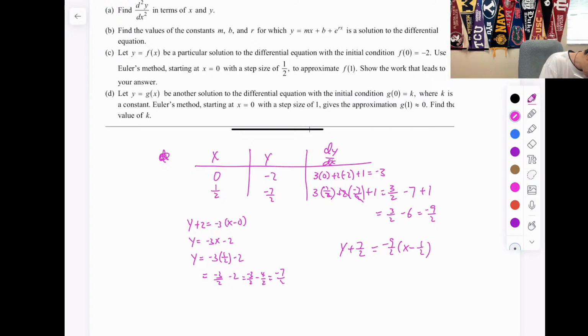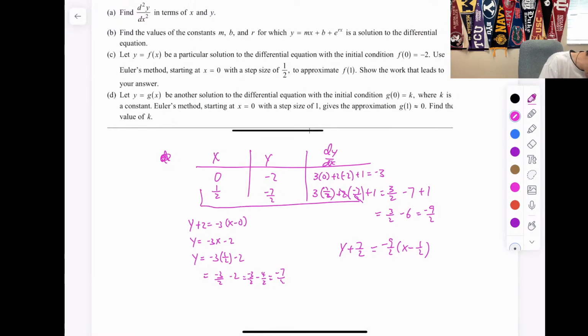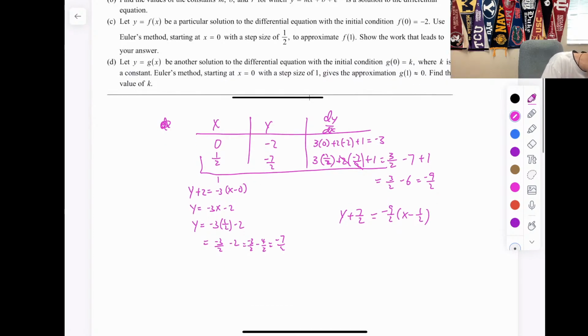So we base on this new equation now to approximate what happens at 1. So y plus 7/2 equals -9/2 times... now x is going to be what? x is going to be 1, right? Is that okay?